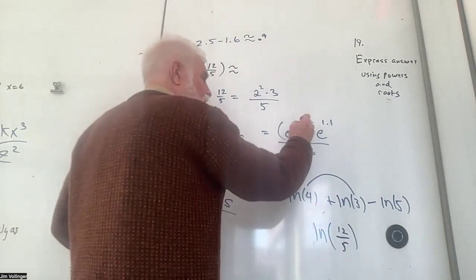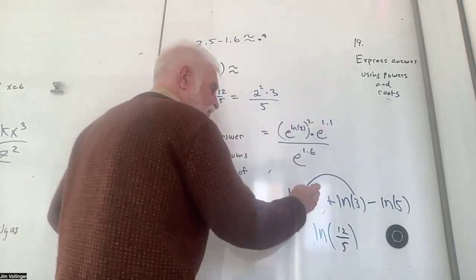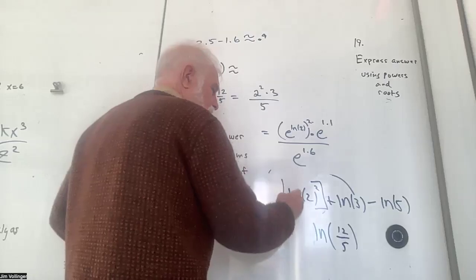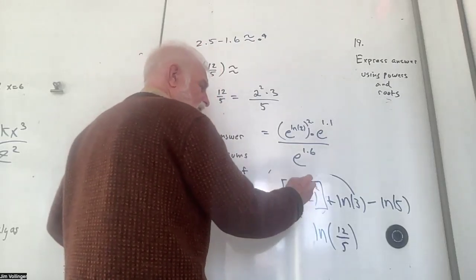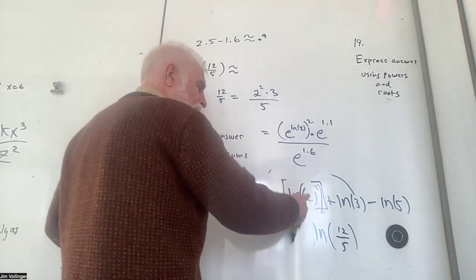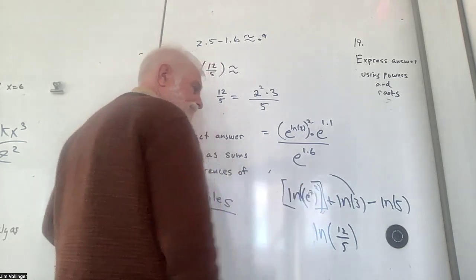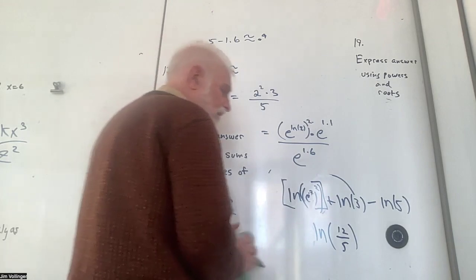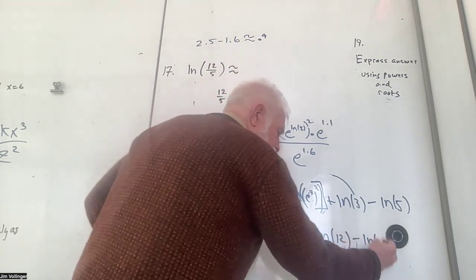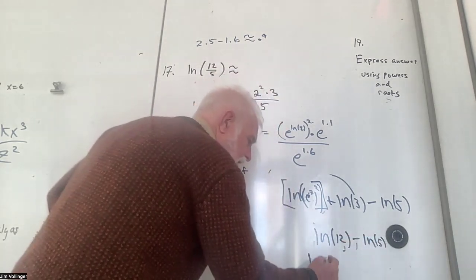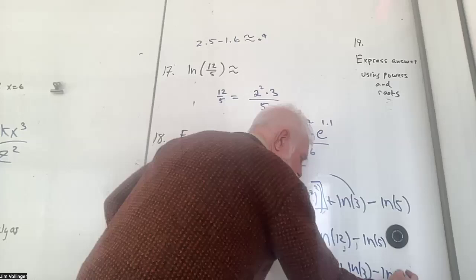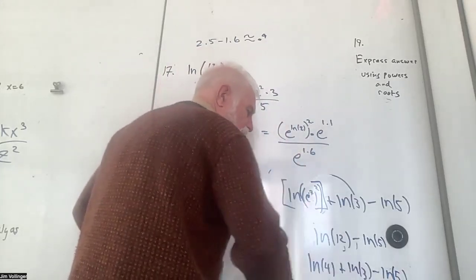And back to ln of 2 times 2, ln of 2 squared. Okay, I should put that in brackets now. Order of operations, right? And this is in parentheses right there. So 2 squared is 4, but I'm expressing 2 as e to the 0.7, which means I'm really breaking this up into ln of 12 minus ln of 5. There's the division. ln of 4 plus ln of 3 minus ln of 5. Sums and differences of logs.